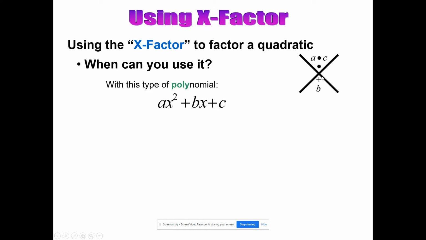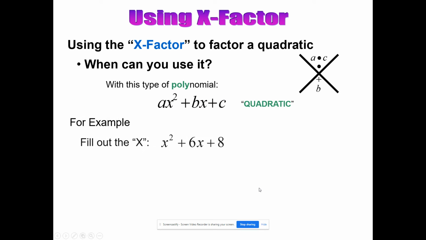Now, if you look at this x here, this shows you where these numbers come from. I've been giving you an x that had a number up here and a number down here, and then you would figure out what two numbers multiply to this number and add to this number. So these numbers now are going to come from our quadratic trinomial. So let's say I give you this quadratic trinomial, and we're going to fill out the x for this quadratic trinomial.